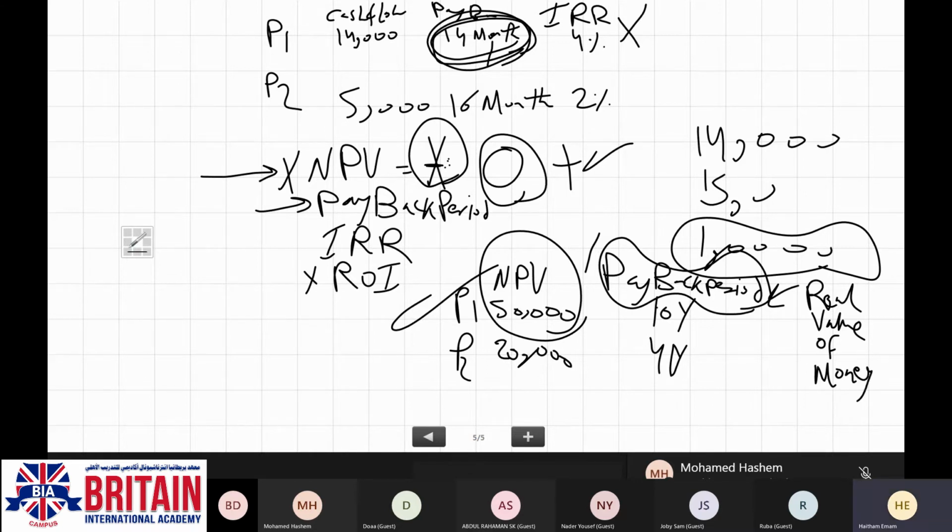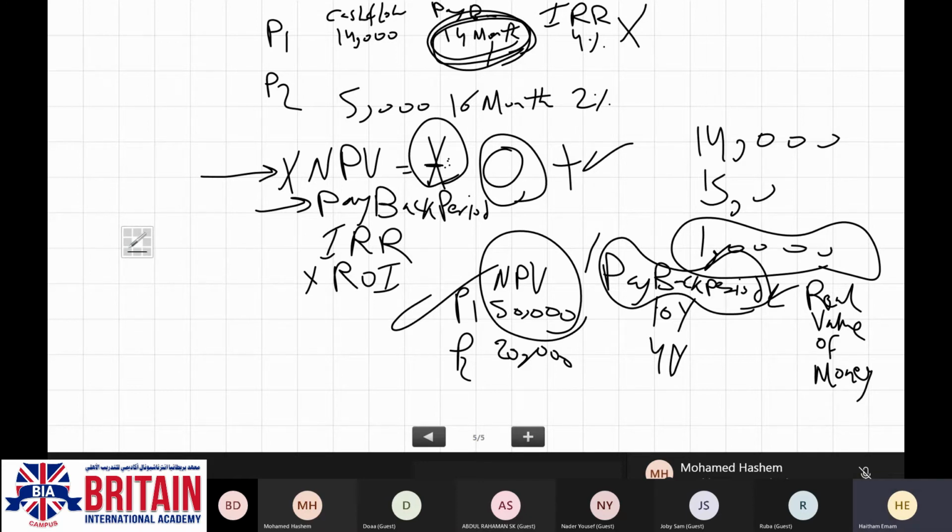It doesn't reflect the actual real value of money. So I'm going to select the other factor, whether it is the NBV or the IRR. Now we have defined the NBV. So what is the IRR?